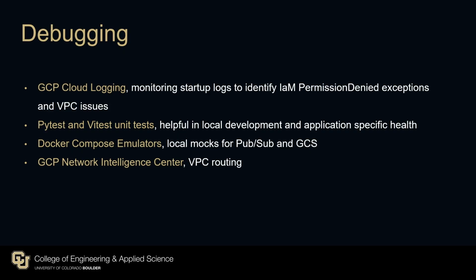For local development, I used PyTest and VTest. Unit testing was really helpful for me to make sure all of the applications I was developing worked on their own, and then integrating them all together later, I could test that easily in the cloud. I used Docker Compose emulators. They had emulators for PubSub and GCS, so I was able to use that interface in my local development, which actually made debugging on the cloud easier. I ran into fewer issues, but it also just gave me the same or a similar interface.